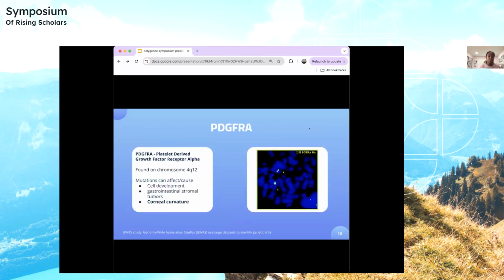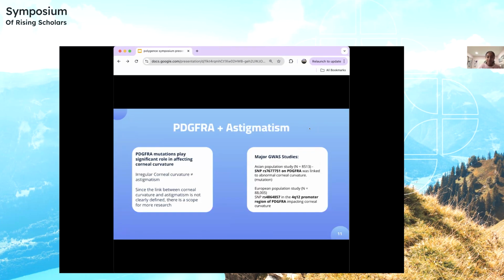So starting off with the first gene that I researched, we have PDGFRA. PDGFRA is a protein coding gene that's found on chromosome 4q12. It is already established that mutations in PDGFRA can affect and cause cell development. It can cause gastrointestinal stromal tumors, which is a tumor in your gut, and more specifically relating to astigmatism, corneal curvature. So connecting PDGFRA to astigmatism, PDGFRA mutations play a significant role in affecting corneal curvature.